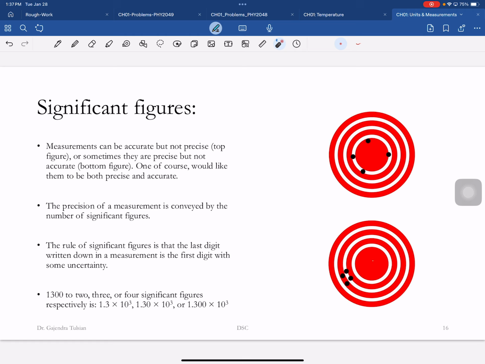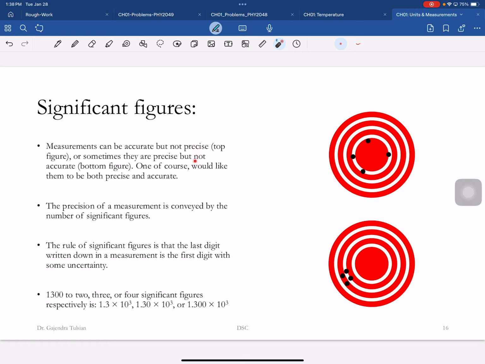Which would you rather have between these two guys? The top one. Okay. What this is representing is that this is more of an accurate measurement, but the precision is less. This is more precise, but it's not accurate. So measurements can be accurate but not precise. This is more accurate but not precise.